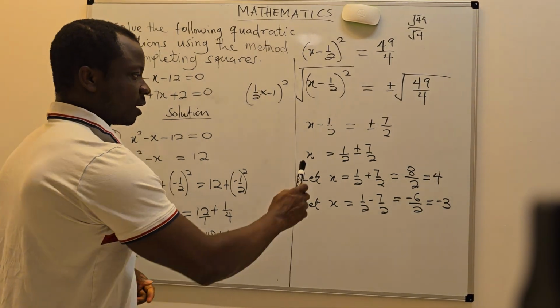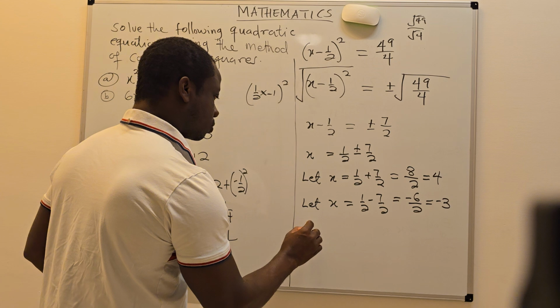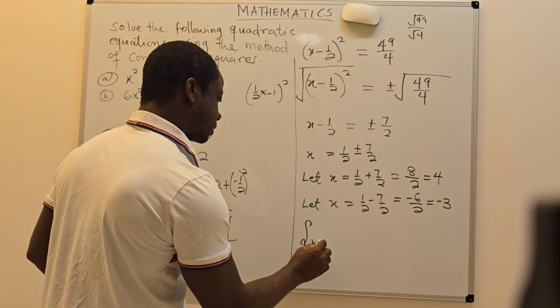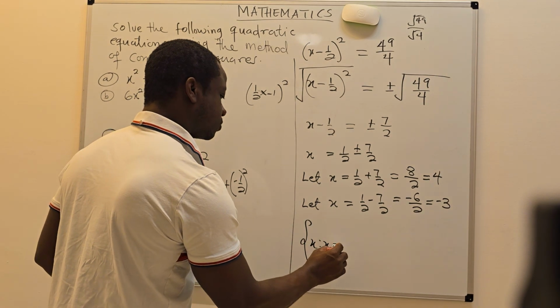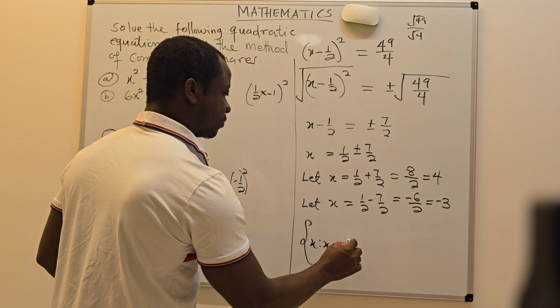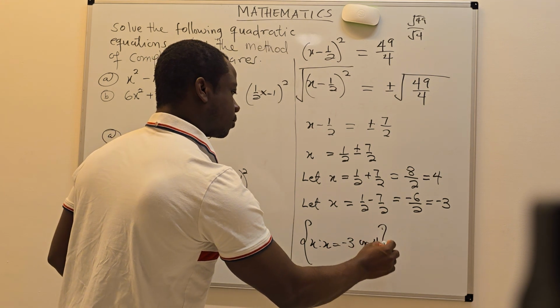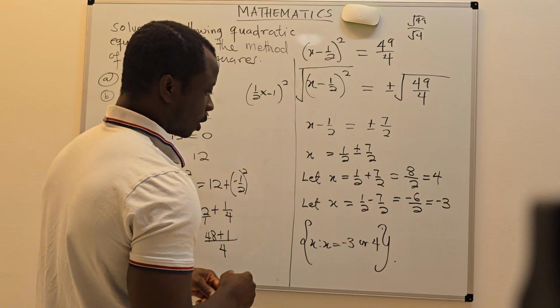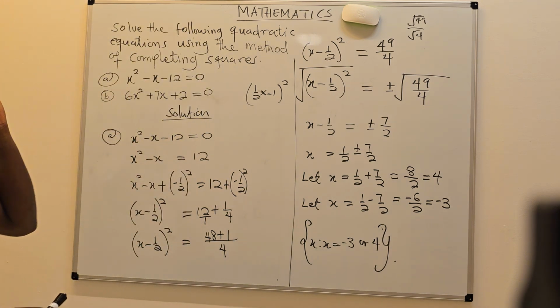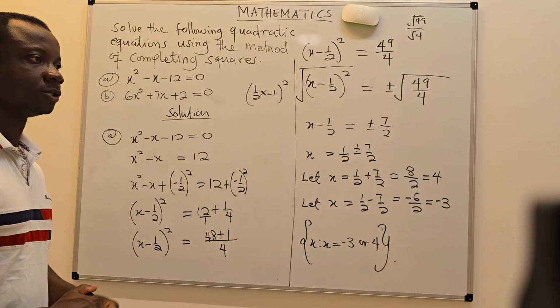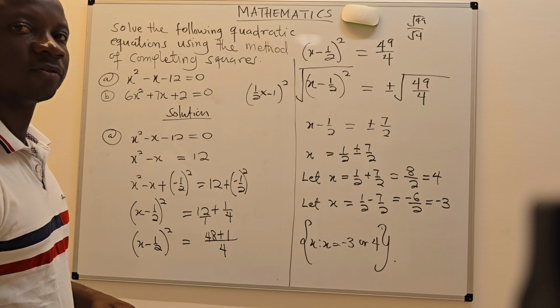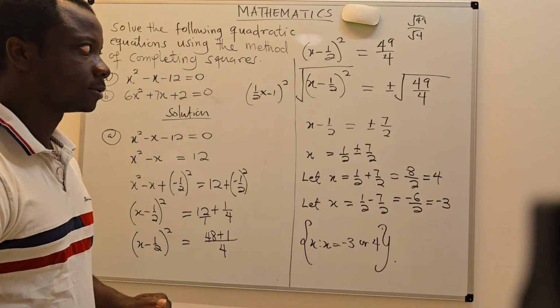Okay, so we have this two. Now we conclude that x is such that x is equal to negative 3 or 4. Okay, so this is how we solve a quadratic equation using the method of completing squares.